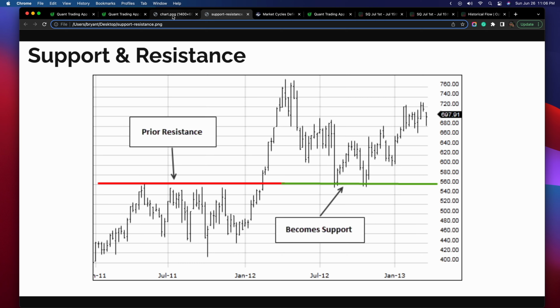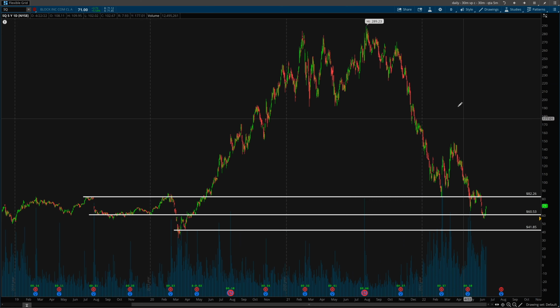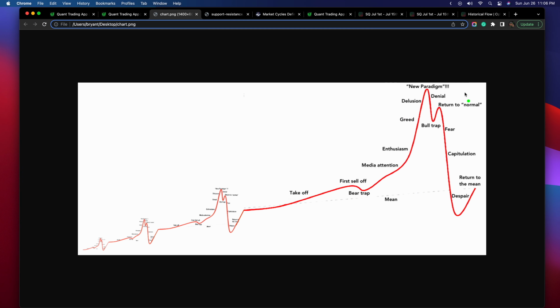Next thing, if we were to scroll over to this right here, we know that this is what's referred to as the emotional phases of the market, and we know where the market is currently in. If we look at a stock chart like Square right now, we can see it right here, it looks very similar to this chart, as do a lot of tickers on the market right now.